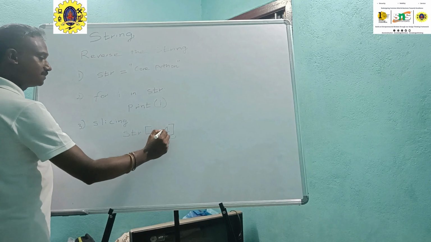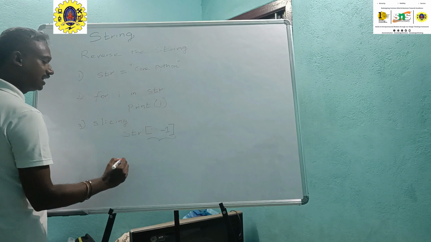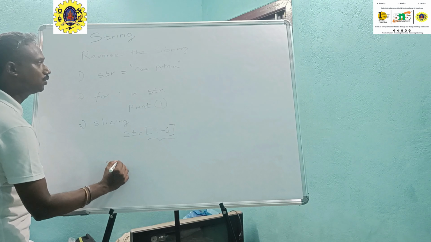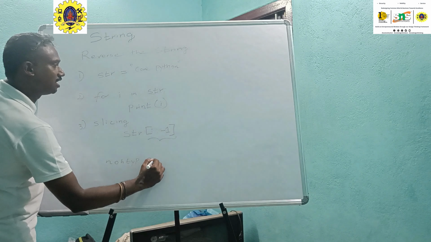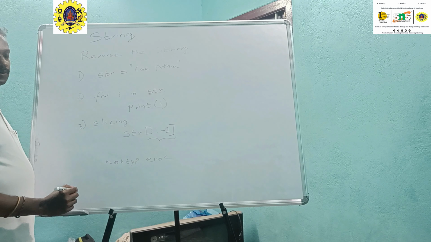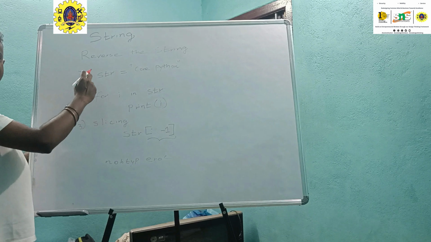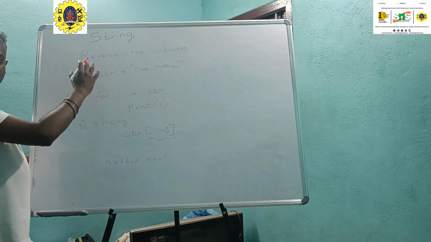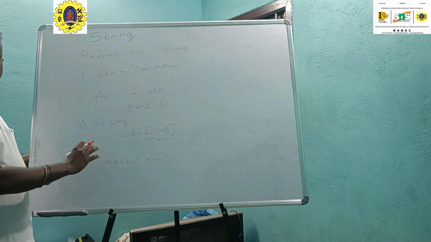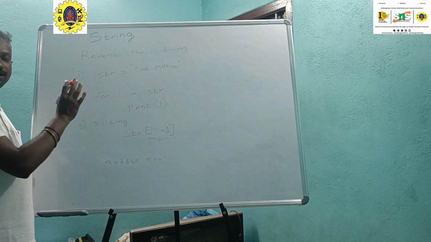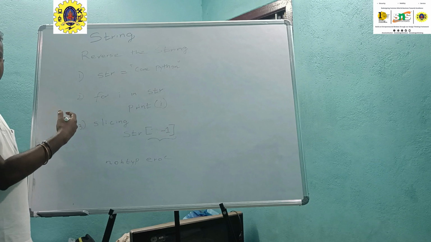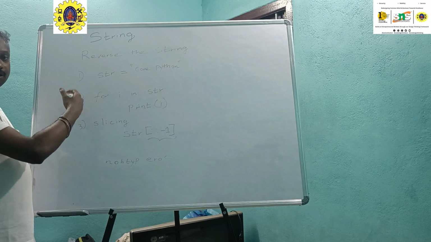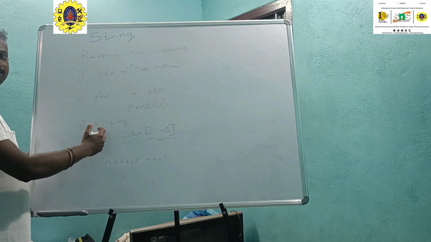If you run this particular code, you get the output N O H T Y P, then a space, E R O C. So you must know these three important concepts. Once you understand these concepts, you can easily write the program and convert the given string into reverse order. I will tell you this, and now I'm going to execute this particular program.